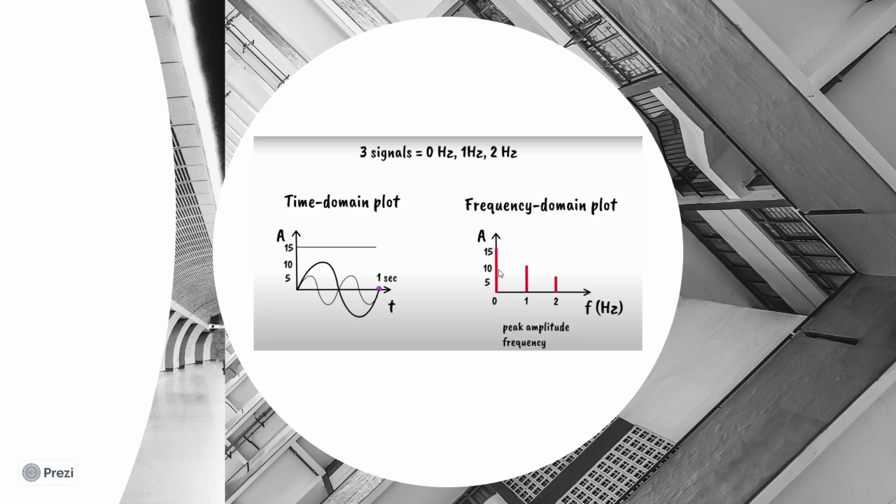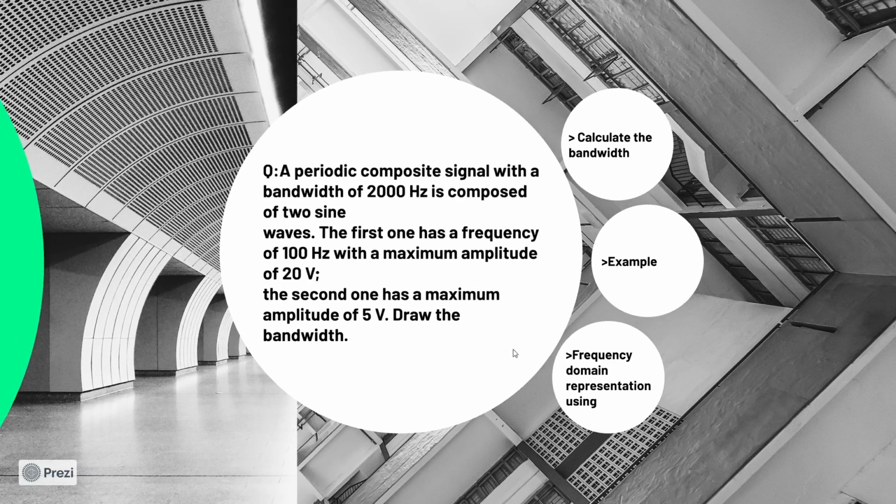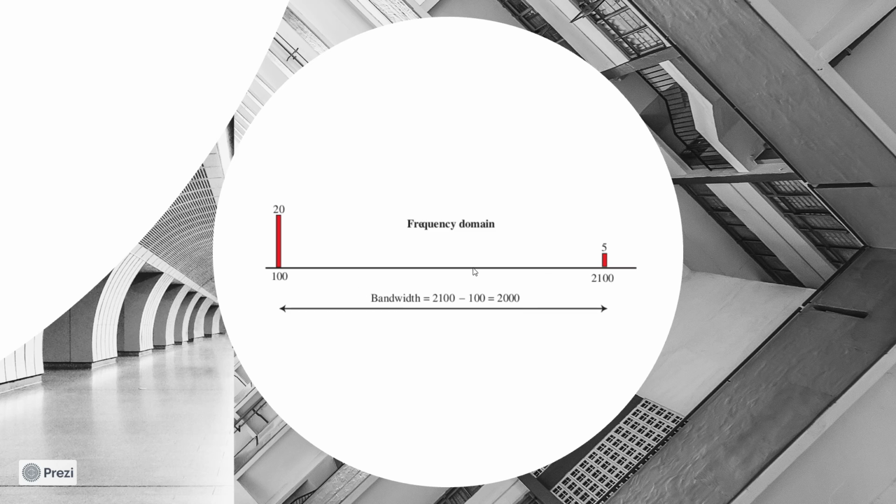Now let's see how our frequency domain plot will look. So this is the frequency domain. Here, as we were given, the 100 hertz sine wave has 20 volt amplitude, and the highest frequency, which was 2100, has 5 volt amplitude. So the bandwidth would be the highest minus the lowest frequency, which is 2100 minus 100, that is 2000. So we solved this statement.